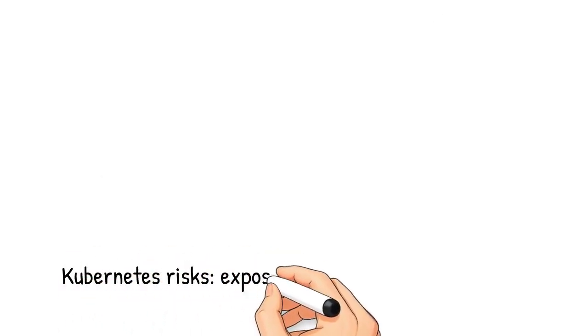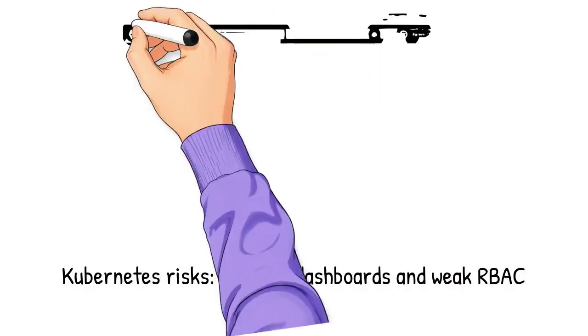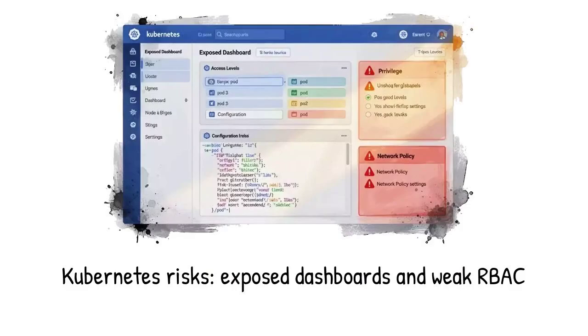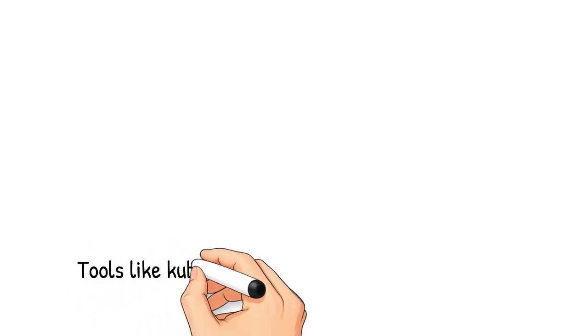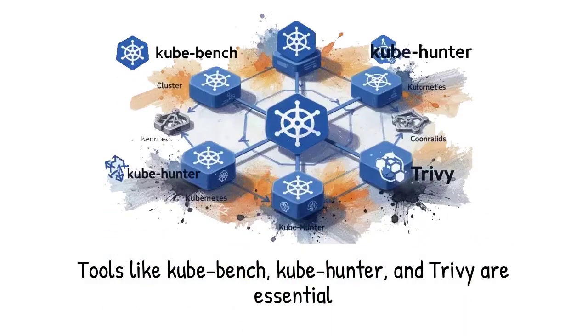Kubernetes environments face risks like exposed dashboards, weak role-based access control, RBAC, insecure pod configurations, privileged containers, unsafe network policies, and poorly configured admission controllers. Security tools such as KubeBench, KubeHunter, and Trivy are essential for scanning Kubernetes clusters, detecting vulnerabilities, and ensuring best security practices are followed.